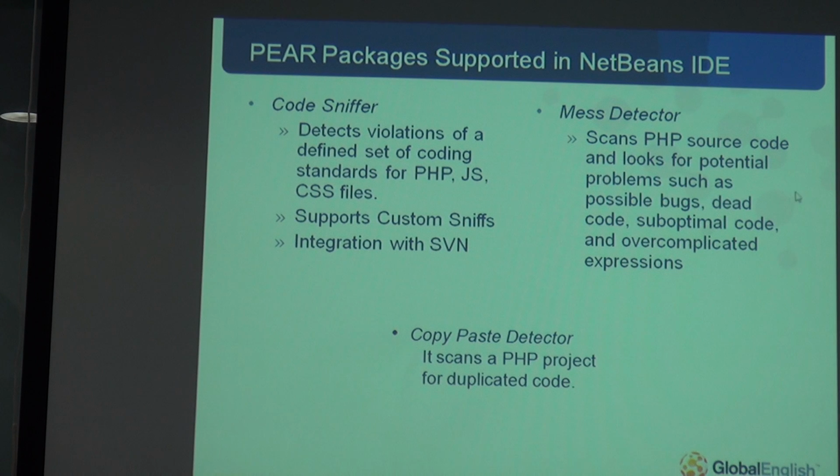Similarly, mess detector is also a kind of sniffer. It will detect bugs or dead code. Dead code is nothing but unused code in your code base. It also detects very long conditional checks or over-complicated expressions inside them. And copy paste detector is for when, say, there are two controllers with a similar kind of code, the same variable names and everything. If you just copied and pasted there, it will show that these two look similar. That is a feature it provides.